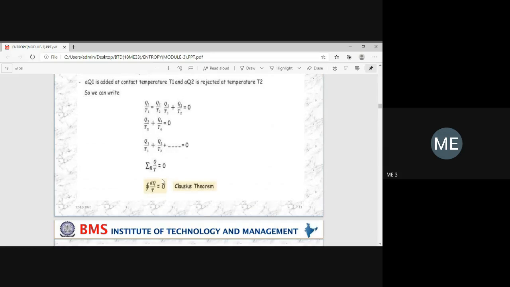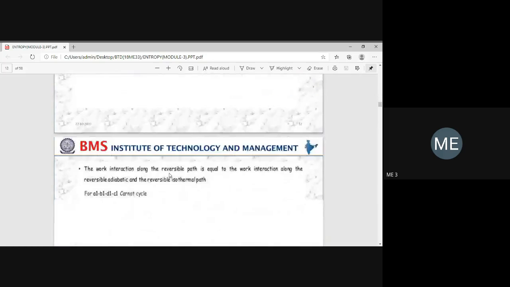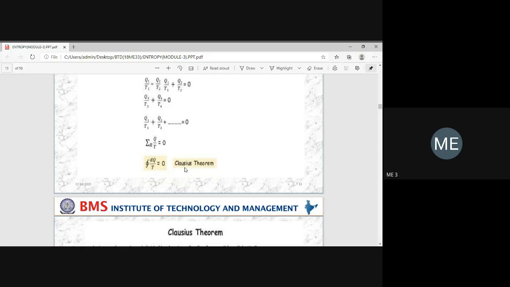And one more thing, here we have to represent R. The letter R indicates the reversible process, so all the processes are reversible in nature. So summation of dQ by T equals 0 for a reversible process. Mathematically, we can write the cyclic integral of dQ by T equals 0. For a reversible process, just as the cyclic integral of dV equals 0 and the cyclic integral of dT equals 0, the cyclic integral of dQ by T equals 0. So this is known as the Clausius theorem.